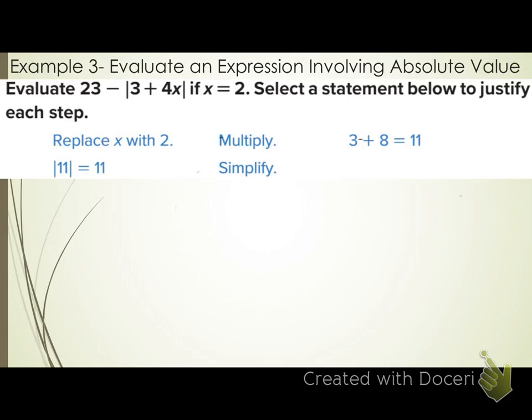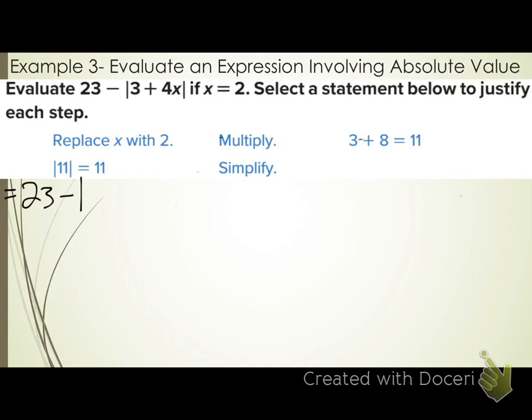Multiply 3 plus 8 plus 11. 3 plus 8 is not multiplication. Put the 2 there. Before I can do any of my operations, I don't know what everything is yet because I haven't plugged anything in. It tells me x equals what? 2. So the very first thing I need to do is replace my x with 2.